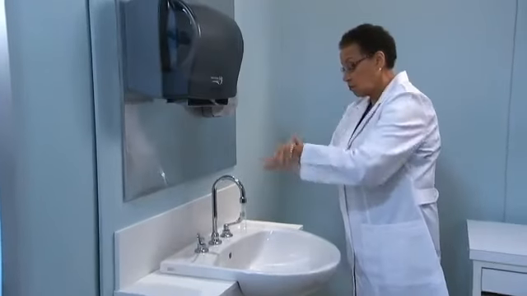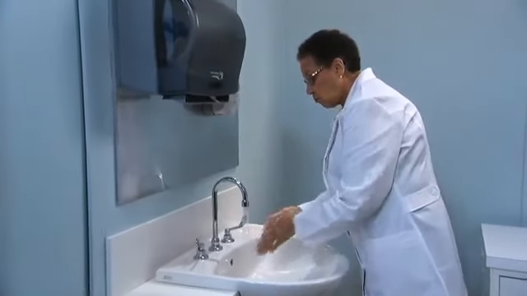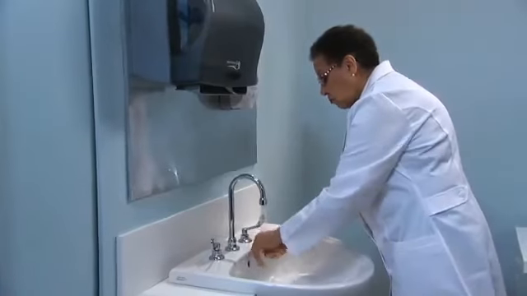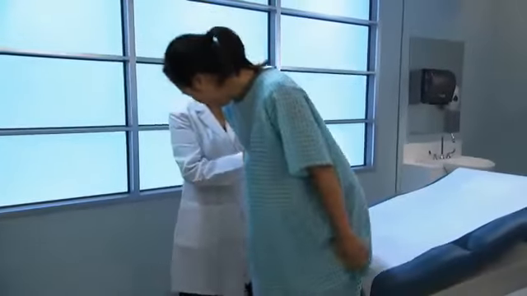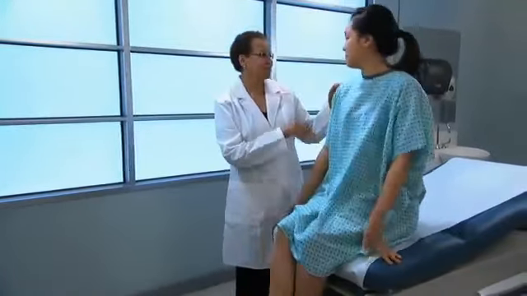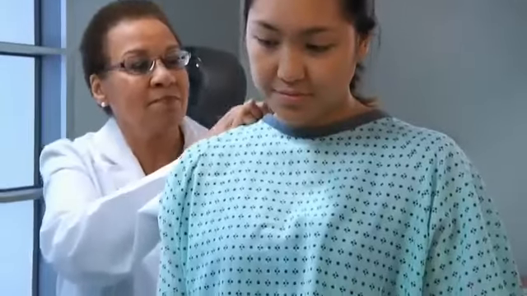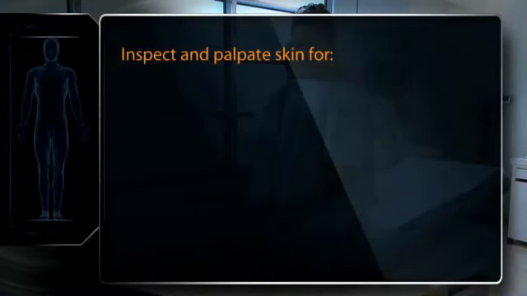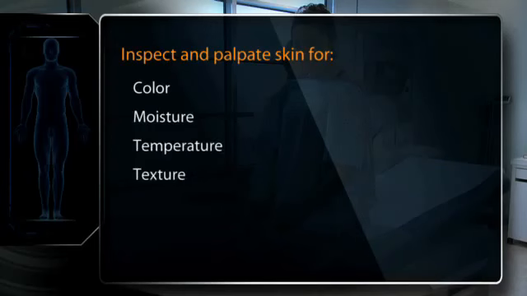With the patient's health history in mind, and after good hand hygiene, you are ready for the physical examination. For a thorough skin examination, make sure the patient wears a gown that allows close inspection of the anterior and posterior body surfaces, the hair, and feet and hands. Inspect and palpate the skin, noting its color, moisture, temperature, texture, mobility and turgor, and any lesions.